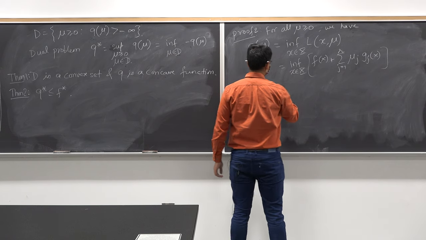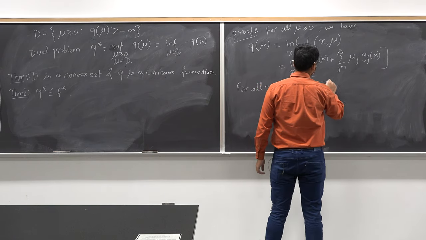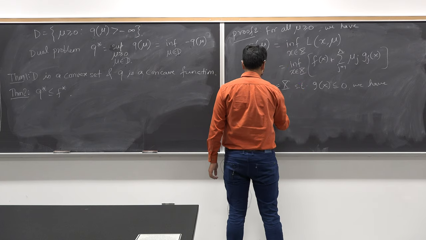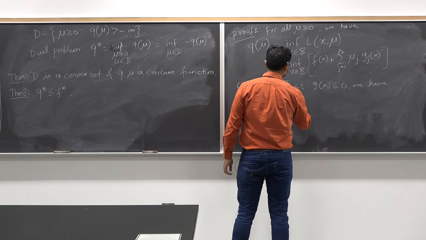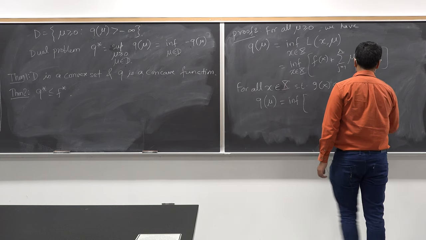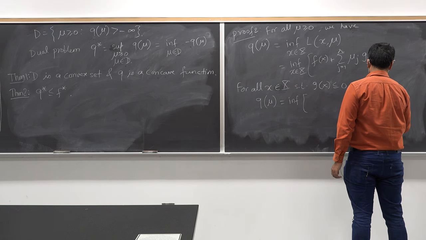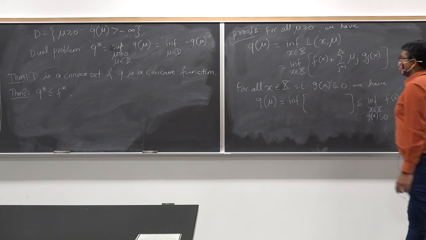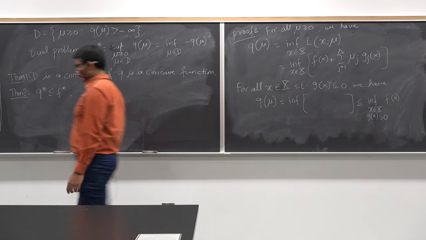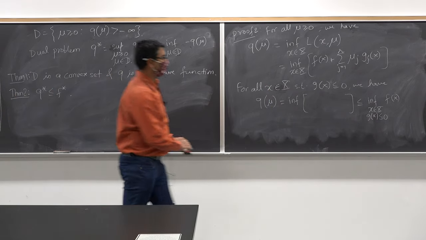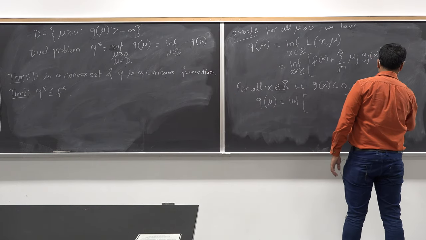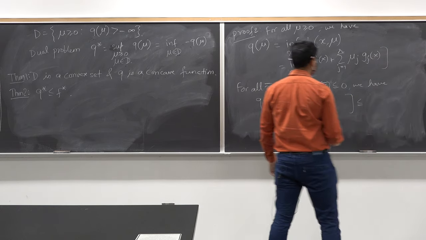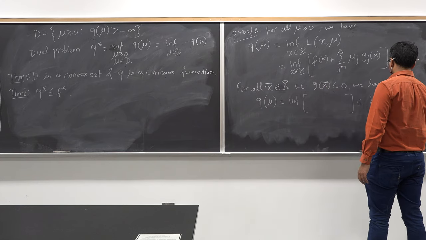For all x in capital X such that g(x) is less than or equal to 0, we have q(mu) equals to inf of this whole thing, which is less than or equal to, let me not write the inf, for all x bar such that g(x bar) is less than or equal to 0, we have this is less than or equal to f(x bar).